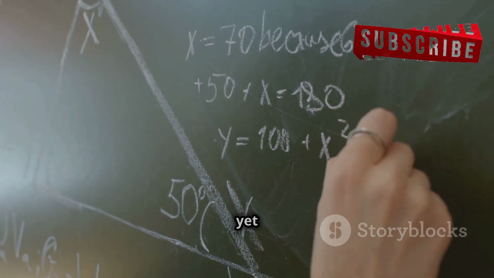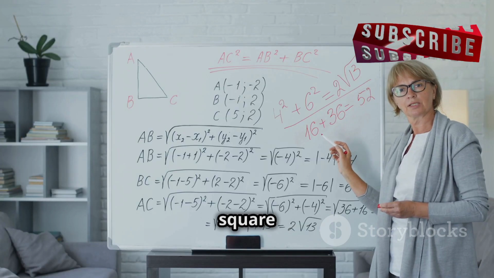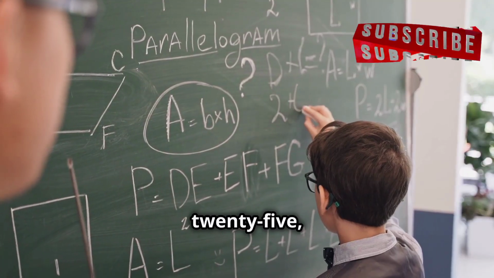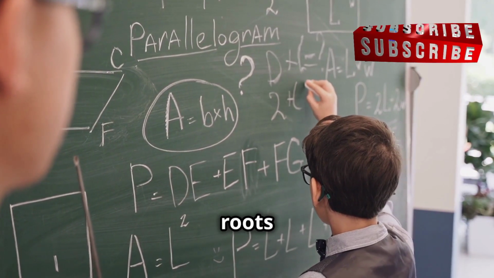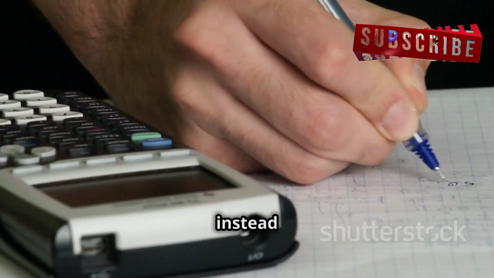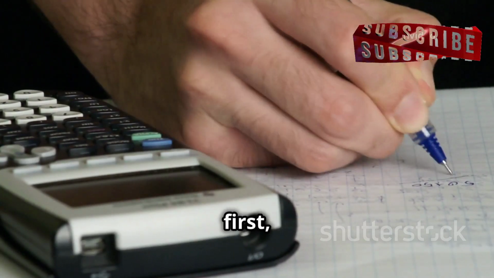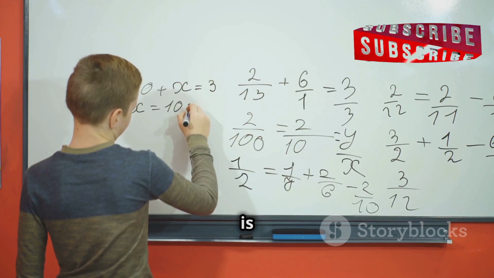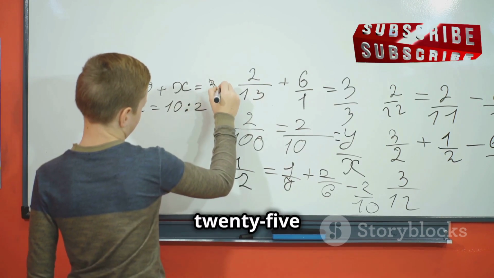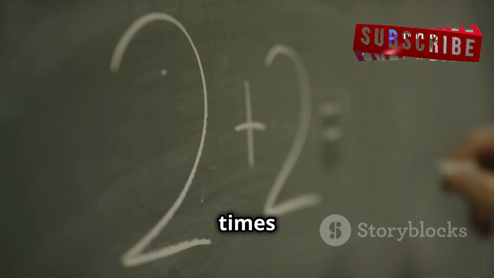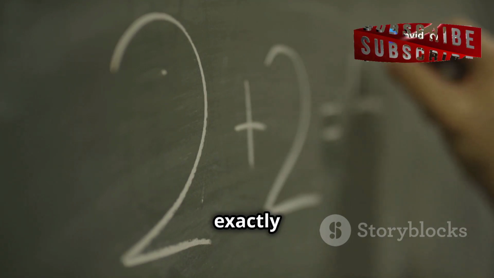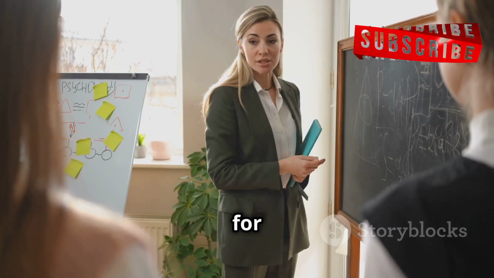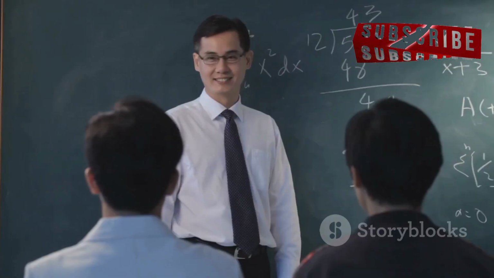Let's start with a simple yet powerful formula, the product of square roots. The square root of a product, like 16 times 25, is equal to the product of the square roots of those individual numbers. So instead of multiplying 16 and 25 first, we can take the square root of each number separately. The square root of 16 is 4, and the square root of 25 is 5. And look at that, 4 times 5 gives us 20, which is exactly the square root of 16 times 25. Remember, this formula works for any two positive numbers.